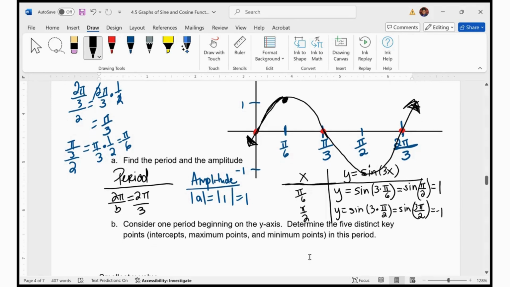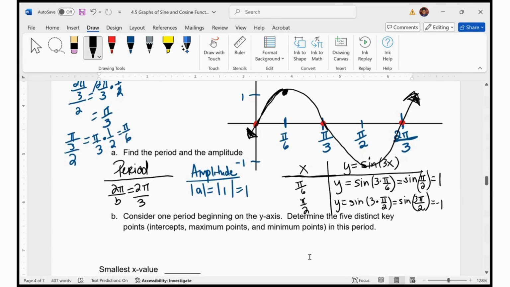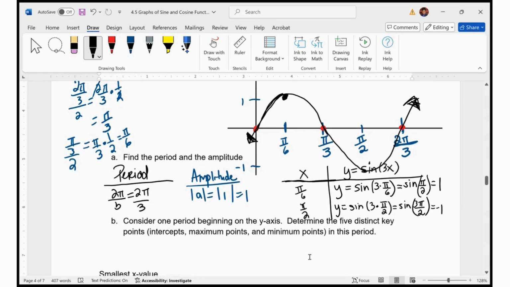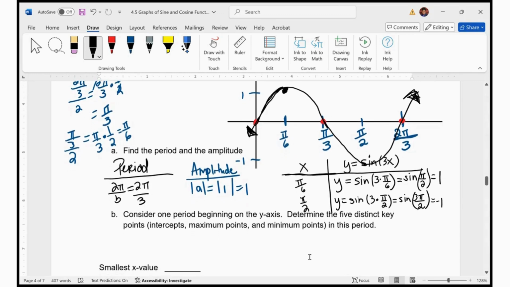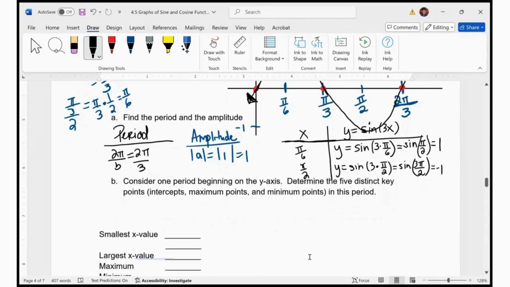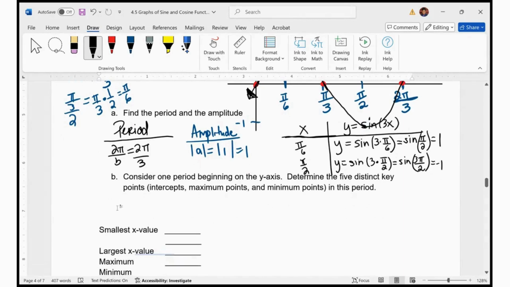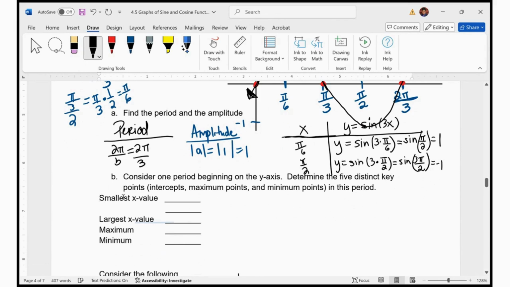Consider one period beginning on the y-axis. Determine the 5 distinct key points: intercepts, maximum points, and minimum points. I wanted to go over this because sometimes Web of Science asks y'all for the smallest x value and the largest x value, and I want to make sure you knew what was going on with it.